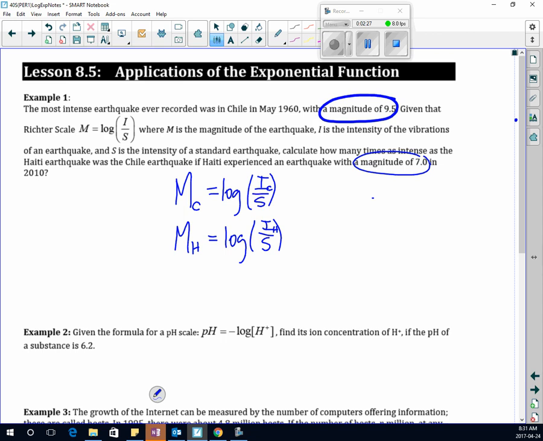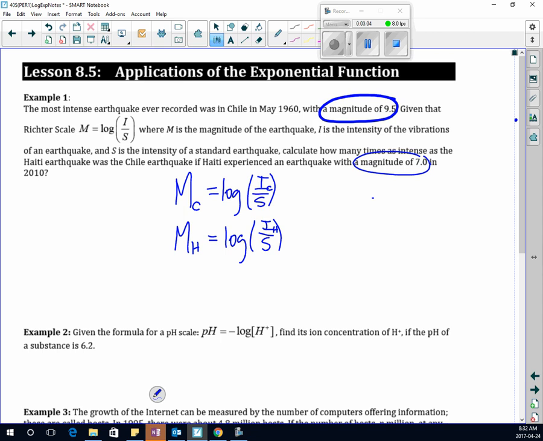So for instance, if I say, I don't know, I have $5 in my pocket and Nico has $10 in her pocket, how many times more does she have? 2. And how did you figure out 2? You divided. You took the more intense one, or the more money one, and divided by the less to get how much more. Okay, so remember that when we're doing how much more intense this is.